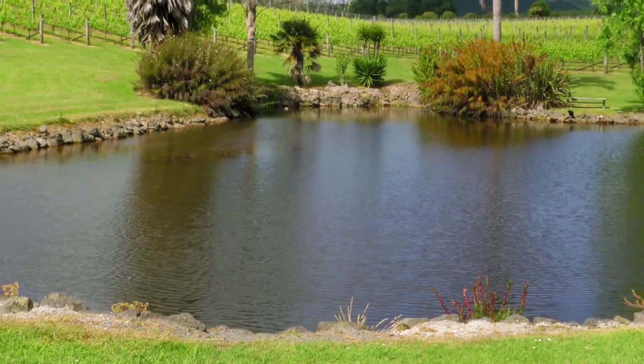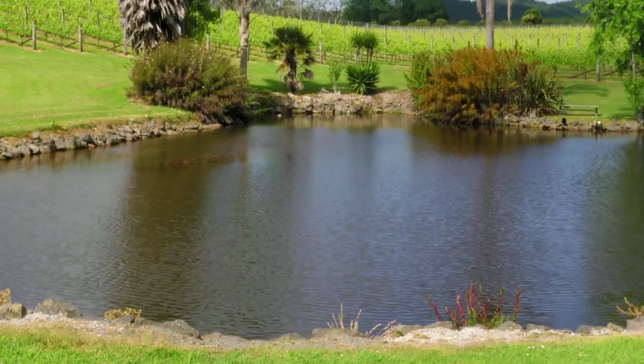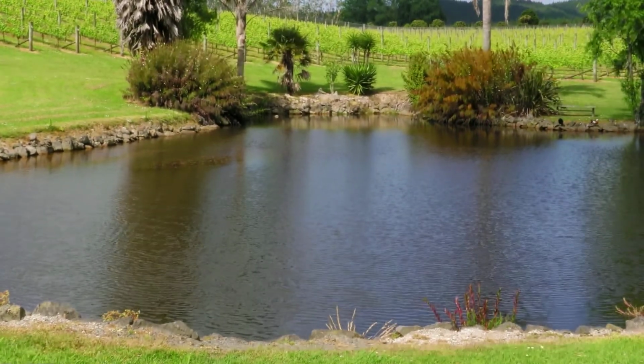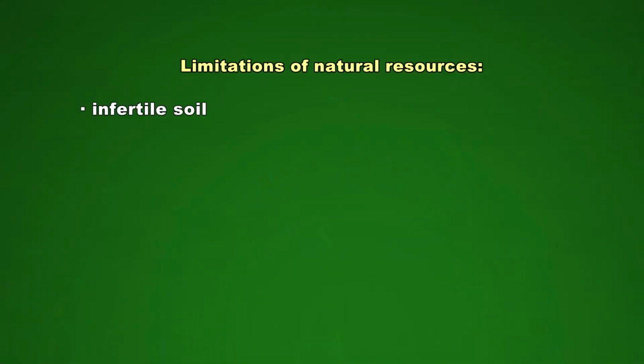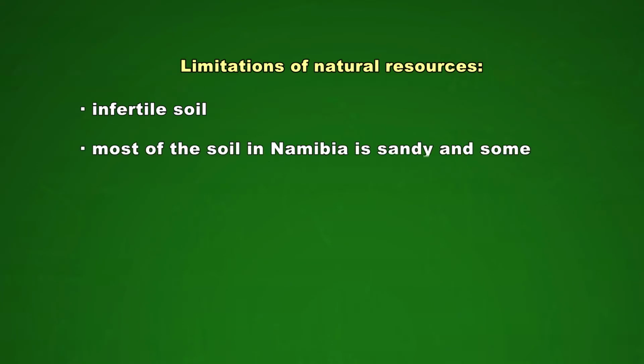The natural resources in Namibia have some limitations, and when farmers know this, they can try to farm better. Soil in Namibia is generally infertile. Most soil is sandy and some soil contains lots of stones. These all make the soil unsuitable for growing crops. Farmers have to work hard to prepare the soil for crop production. Some farmers use chemical fertilizers, but this can damage the environment, soil, and water.